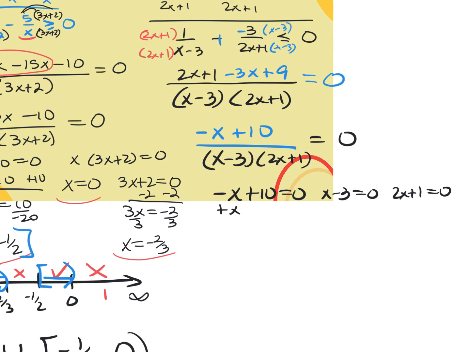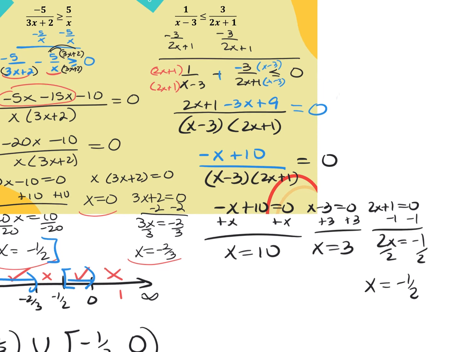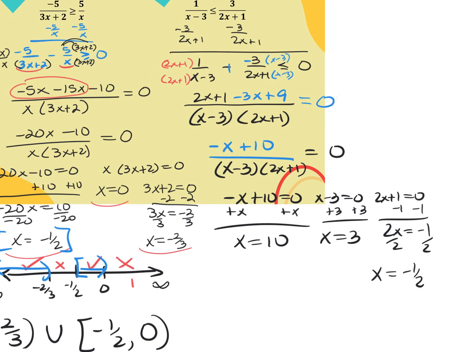This one I can add the x. I get x equals 10. This one I'll add 3. X equals 3. Subtract 1. Divide by 2. And x equals negative 1/2. Now remember, the original symbol was less than or equal to. And remember, the only thing that I got from the numerator was the negative x plus 10. So x equals 10, we'll get a bracket. The other two are going to get parentheses because they came from the denominator.